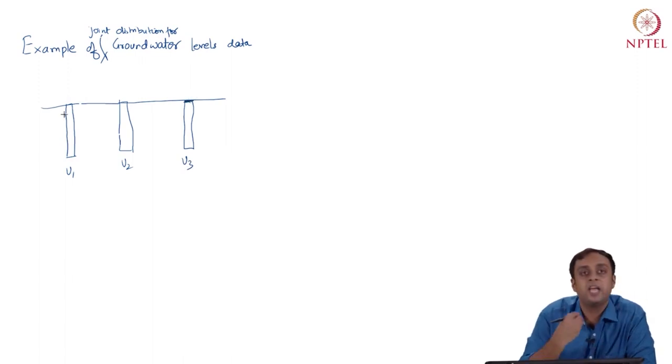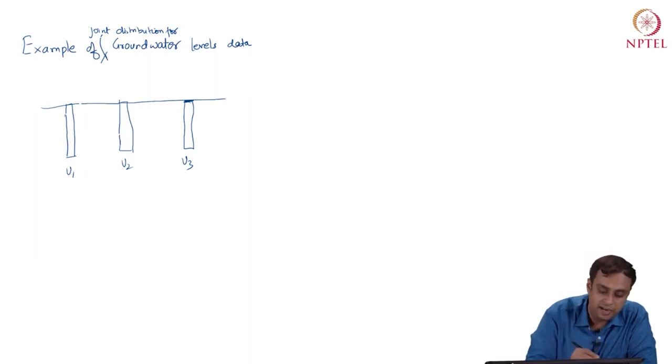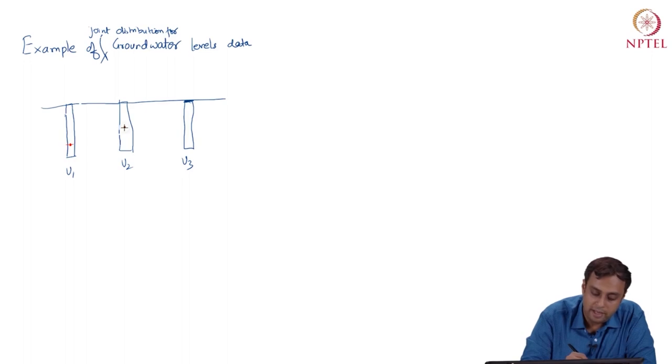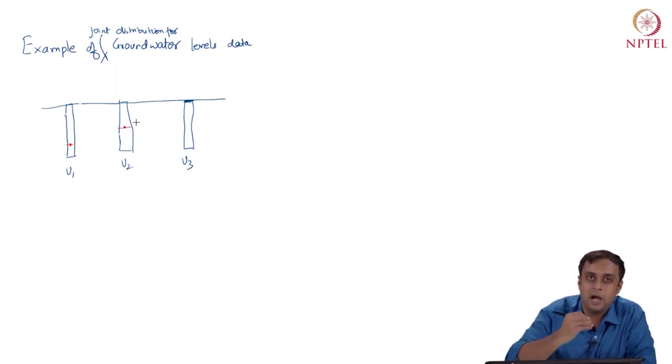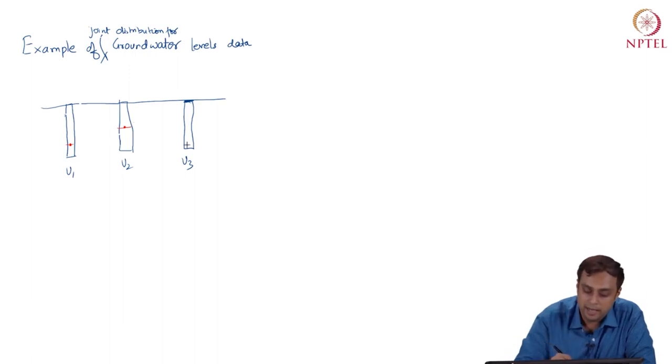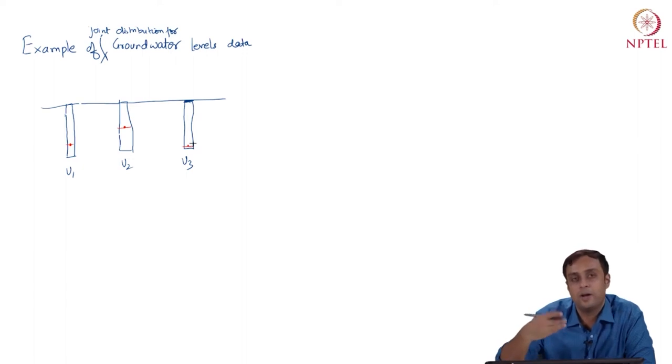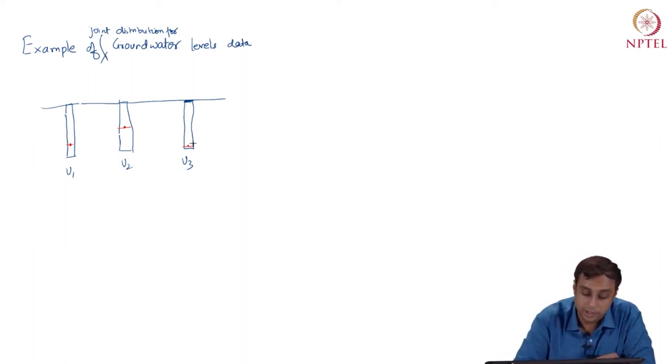And on a given day, I have these realizations where I see that the groundwater level is at this red dot level at location 1. It is at the red dot level at location 2, which is slightly higher than location 1. And then it's quite a bit below the ground at location 3.